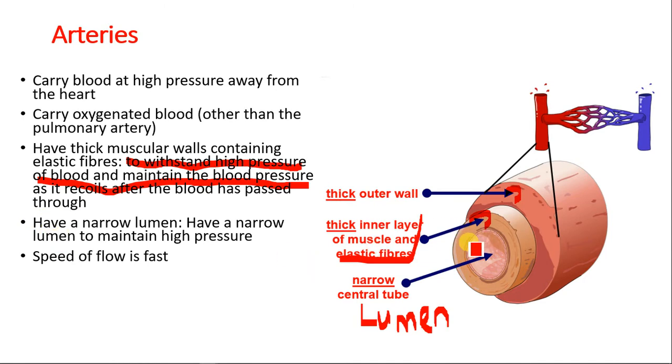There are no valves because blood moves at high pressure, so there is no backflow of blood. Now, it has a narrow lumen. Why? A narrow lumen to maintain high pressure. That is it. So the speed of flow in the arteries is actually fast.